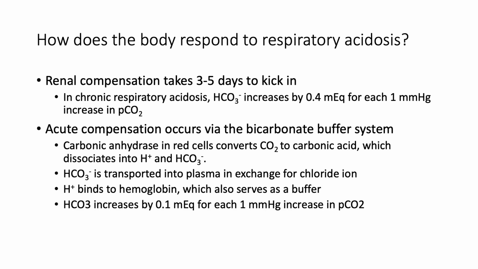Whereas for acute respiratory acidosis, your acute compensation is going to be through the bicarbonate buffer system. And so you have red cells with bicarbonate in them, and that's generated from the same reaction with carbonic anhydrase and carbonic acid. Those bicarbonate ions can serve as a buffer, and so if you have acute respiratory acidosis, your bicarbonate will increase by 0.1 milliequivalent for each 1 millimeter of mercury that your PCO2 goes up. But you'll see that that is a smaller effect because you don't have as much ability to buffer as you will once the kidneys have generated new bicarbonate.